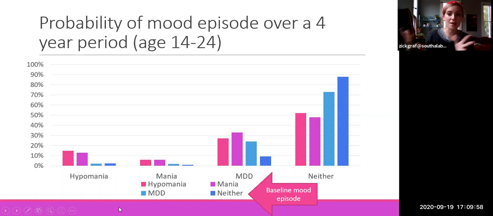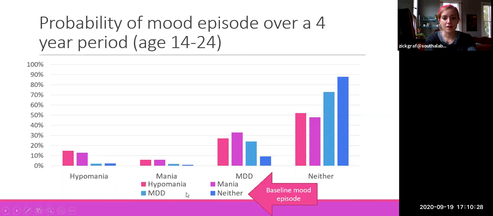This was a prospective study of adolescents and young adults who were first assessed for having a mood disorder diagnosis when they were between the ages of 14 and 24, and then followed up with 4 years later when they were ages 18 to 28. So the colors of the bars represent the type of mood episode they were diagnosed with at baseline, when they were first evaluated at 14 to 24.